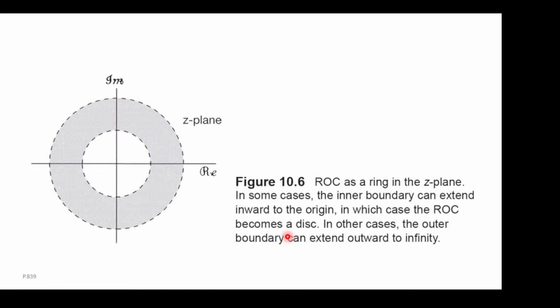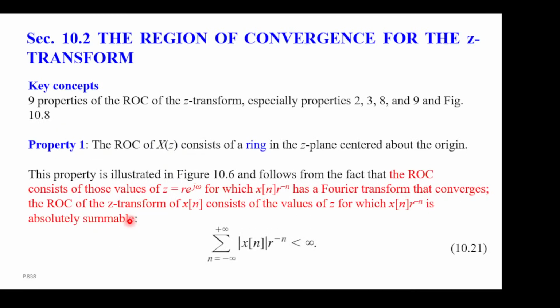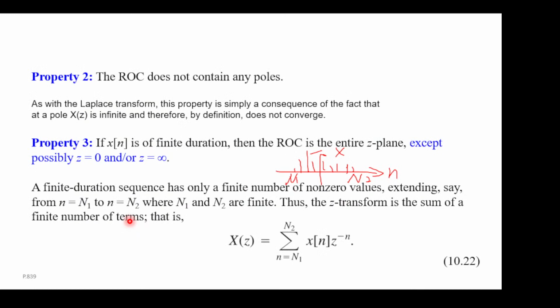Okay, and so we're talking about rings. We're jumping ahead of ourselves a little bit, but you can probably guess this. Anyway, so let's mimic what we had before. So property 2, the ROC does not contain any poles. Okay, and just like in the Laplace transform, it is because when you are at the poles, then your transform goes to infinity, and obviously it does not converge.